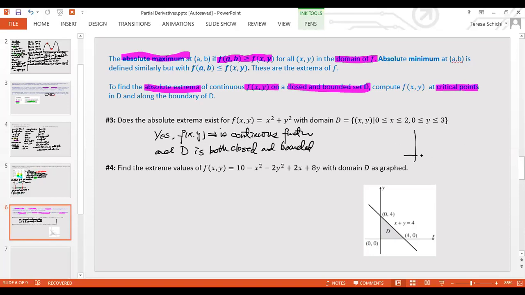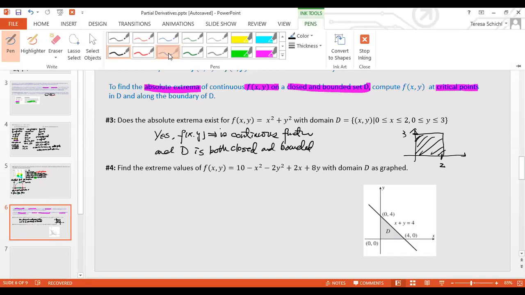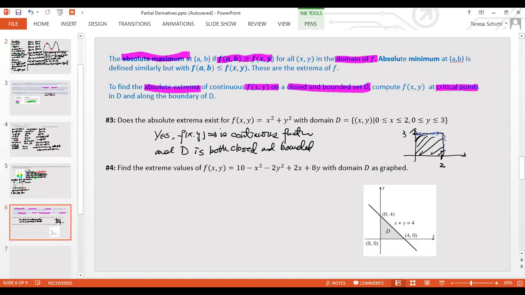Because right now your domain is in R2. So it's from 0 to 2, 0 to 3. This is your domain here. It's a closed shape, and it is bounded by the boundaries here. So this is bounded and it is closed. So yes, it does exist. Now the real test to find it is not that easy. That's why in later chapters we are going to introduce line integrals to try to simplify those things.